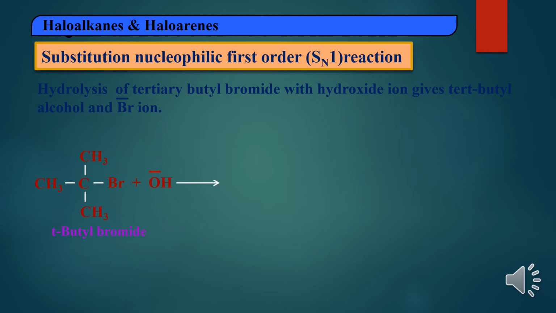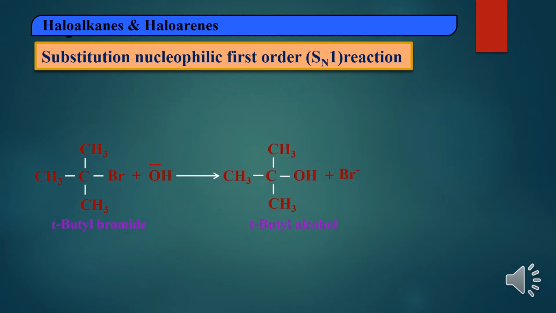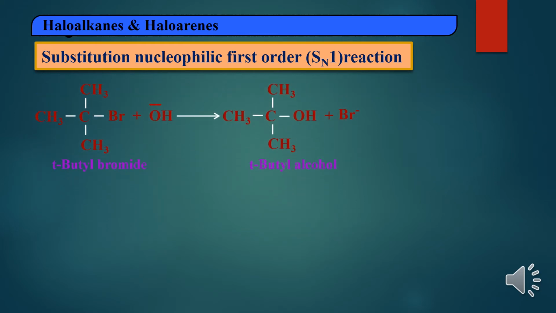See, tertiary butyl bromide is reacted with the same potash. Either you take sodium hydroxide or potassium hydroxide, say OH⁻ is a nucleophile. Now in this case, tertiary butanol, or tertiary butyl alcohol, is the product.